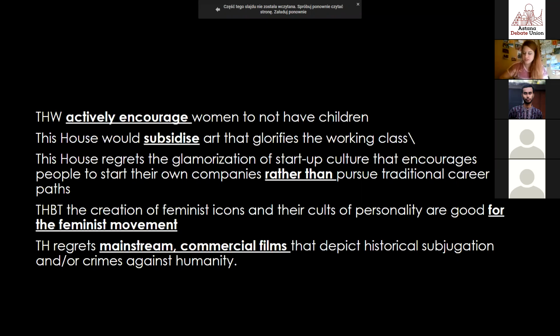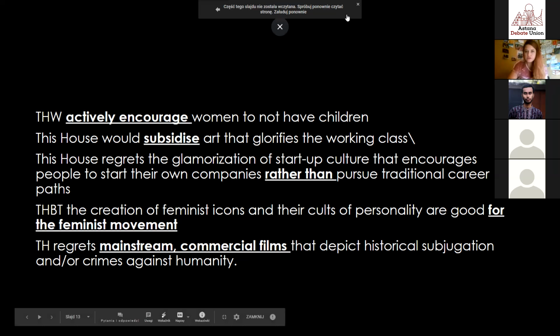This house regrets the glamorization of the startup culture that encourages people to start their own companies rather than pursue traditional career paths. On the government side, you can't just claim that glamorization of startup culture is great and that it's encouraging people to start their own companies, but also OP can't just attack the glamorization without defending the traditional career paths. So that's the typical comparative motion, and you need to be very sure that you have some common metrics and the sticking points for how you can compare these two solutions.